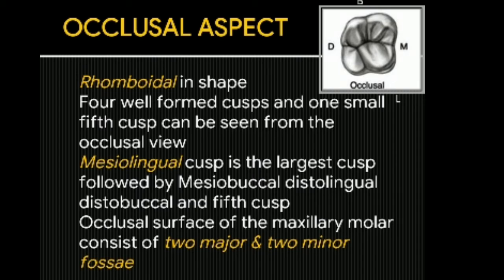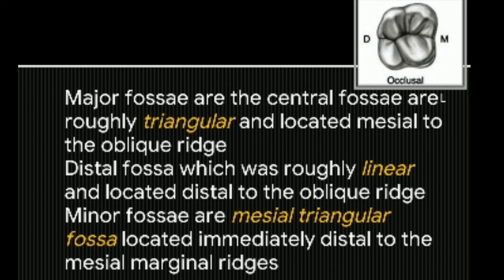Occlusal surface of the maxillary molar consists of 2 major and 2 minor fossae. Major fossae are the central fossa and distal fossa. Central fossa is roughly triangular and located mesial to the oblique ridge. Distal fossa is roughly linear and located distal to the oblique ridge. Here is the distal fossa.